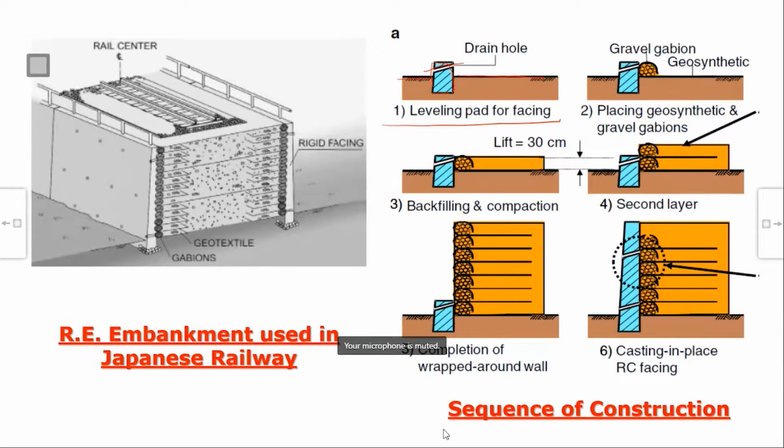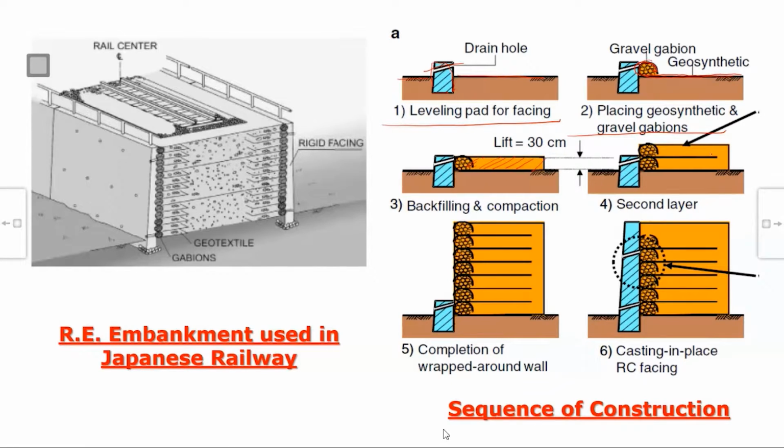This is the first step. Then they take whatever geosynthetic reinforcement they use, mostly geogrid. They take the geogrid like this, and then they use gravel gabions. So they wind the geosynthetic around this gravel gabion and bring it here like this. And this height of gabion is equal to the first layer. Normally they do compaction in 30 centimeters. In India we do 20 or 25 or so. So the first layer of 30 centimeters is constructed and compacted.